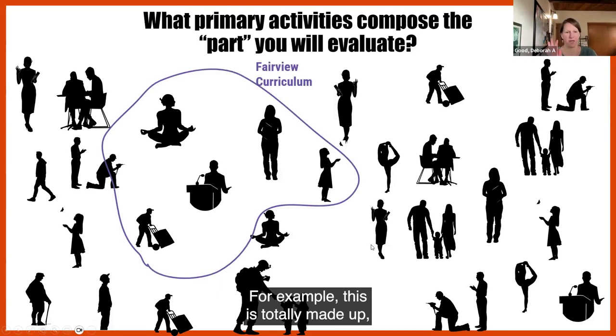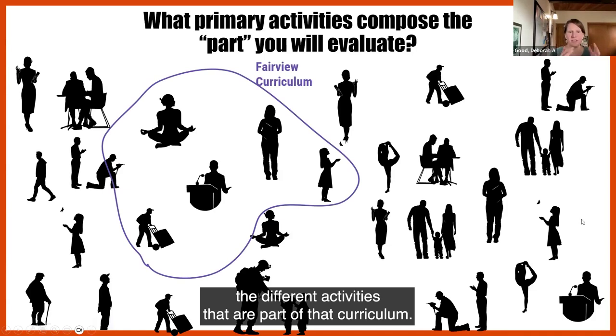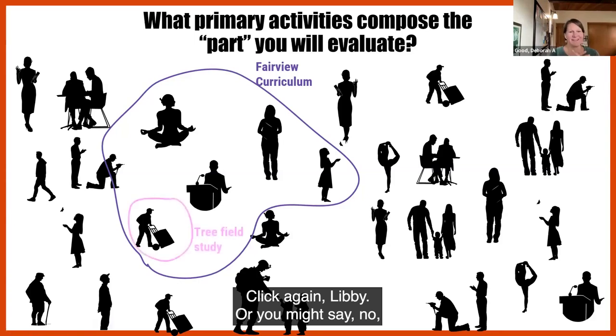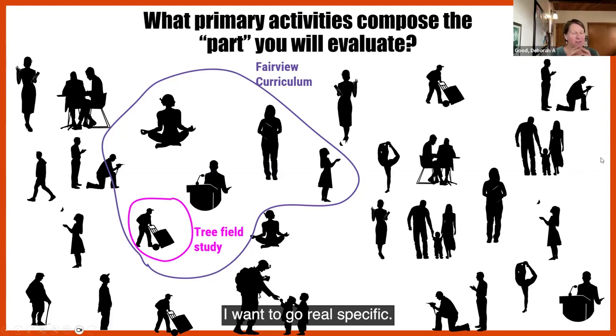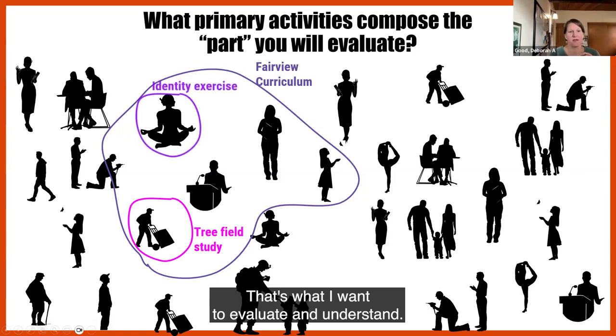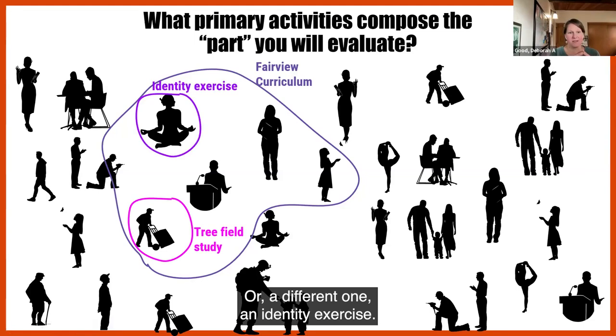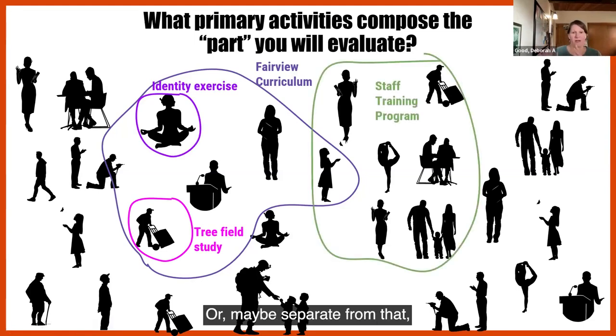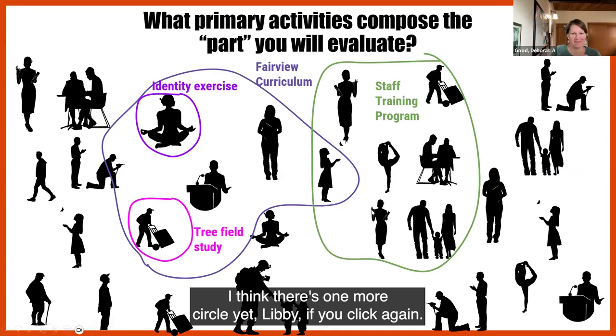So for example, this is totally made up, but perhaps there's a particular curriculum you're interested in evaluating. And so it's worth taking the time to think through the different activities that are part of that curriculum. Click again, Libby. Or you might say, no, I want to go real specific. There's a tree field study within that curriculum. That's what I want to evaluate and understand. Or a different one, an identity exercise. Or maybe separate from that, you're interested in evaluating the staff training program, but as part of that program, you're actually training your staff to implement this curriculum. So you can see how there's a little bit of an overlap. And I think there's one more circle yet, Libby, if you could click again.